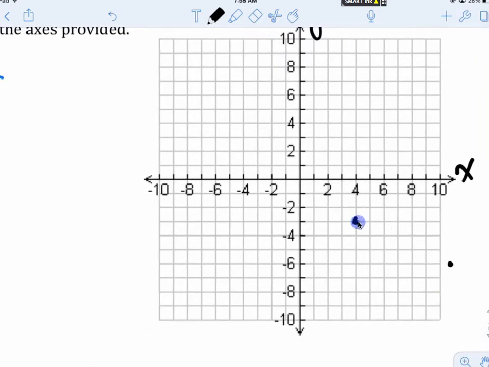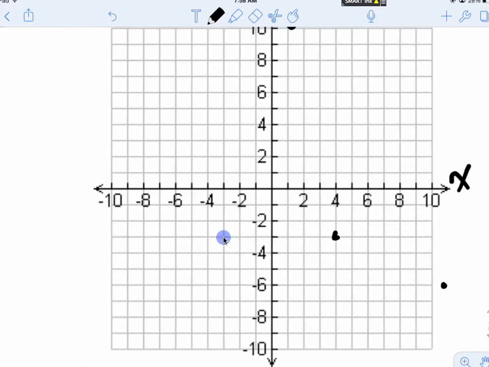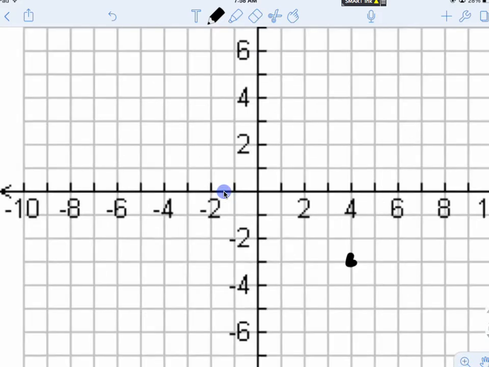But we can extrapolate to the left as well. So for a 7-unit decrease in x, 1, 2, 3, 4, 5, 6, 7, we would have a 3-unit increase in y. So 1, 2, 3. Look at that, a very nice x-intercept in this case. Did not see that coming.